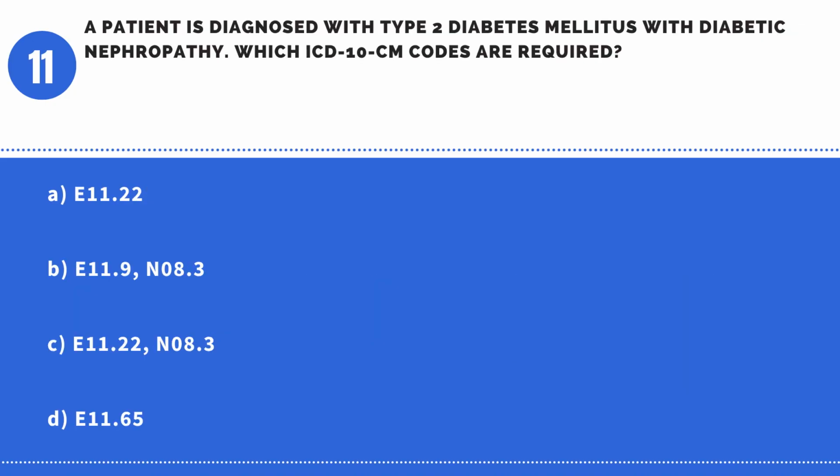Question 11. A patient is diagnosed with type 2 diabetes mellitus with diabetic nephropathy. Which ICD-10-CM codes are required? A. E11.22. B. E11.9, N08.3. C. E11.22, N08.3. D. E11.65.